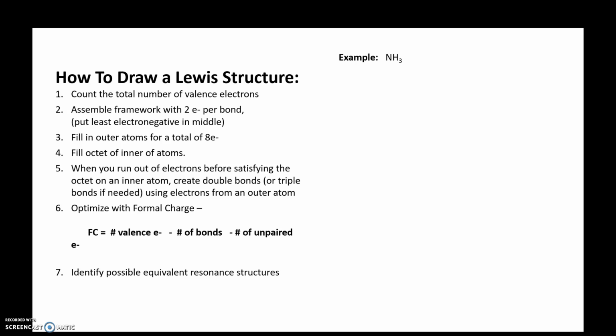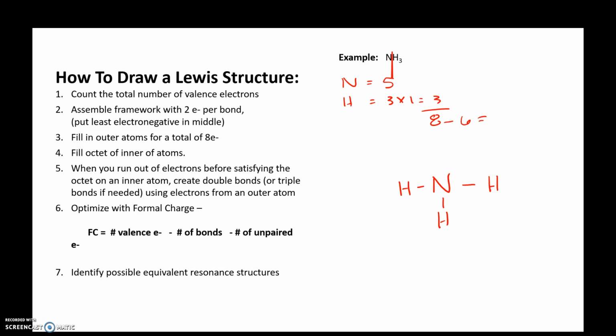Next example, ammonium. The number of valence electrons for nitrogen is 5. Hydrogen, we have 3 times 1, so that gives us 3. 5 plus 3 gives us 8. If I assemble a framework of atoms, I'll put nitrogen in the middle and hydrogen on the outside. I'll place bonds between the N and the H. Each bond is worth 2 electrons for a total of 3.